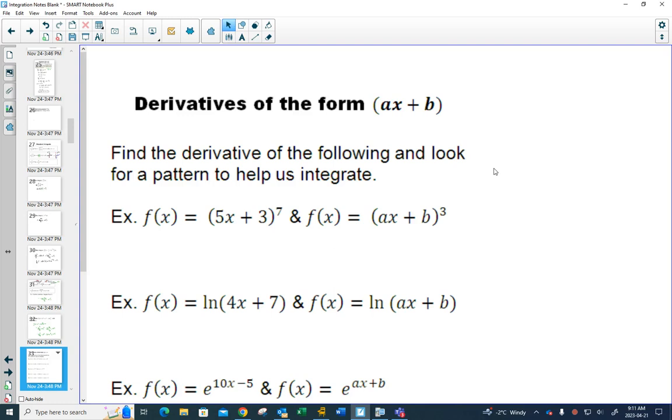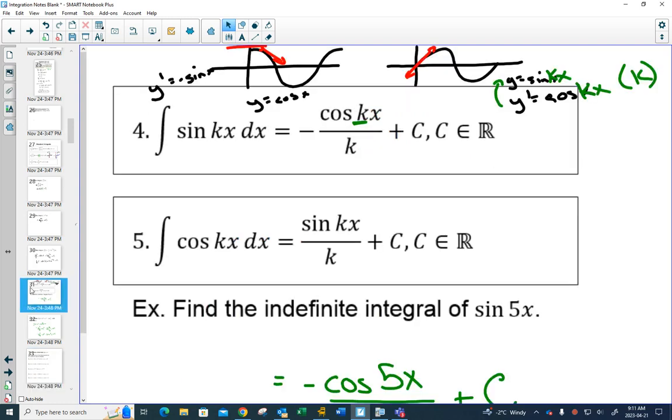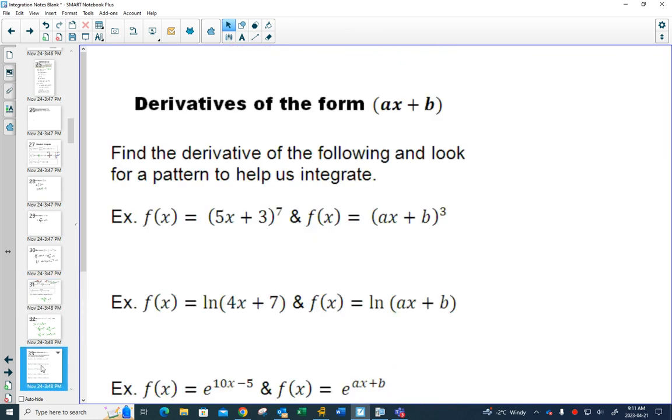When we were looking at sine and cos, and I put a k in there, I said you'd have to do the chain rule and divide. Well, it could have been more than just k. It could have been a whole line, ax plus b. If you had the ax plus b inside, you'd have a chain rule, but the only thing you'd have to multiply by when you do the chain rule is 5.